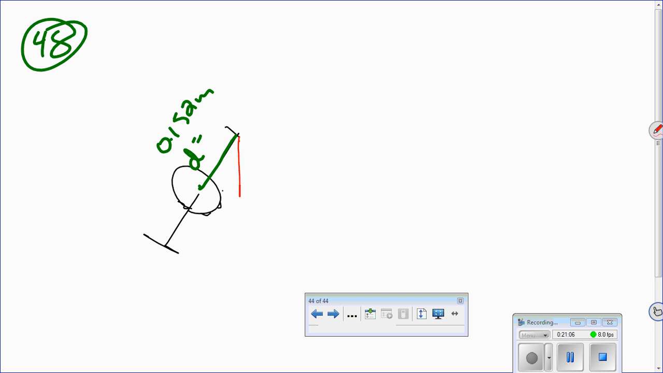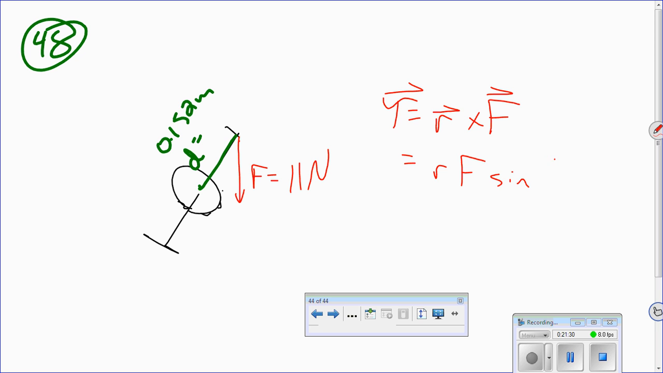So here's my force, 111 newtons. And then you're trying to find the torque. Torque is radius cross force, isn't that the way we wrote it? And this is RF sine theta. Sorry, I called it D here, but this is my R, and here's my F, 111 newtons. What's theta? Conceptually, what is theta?